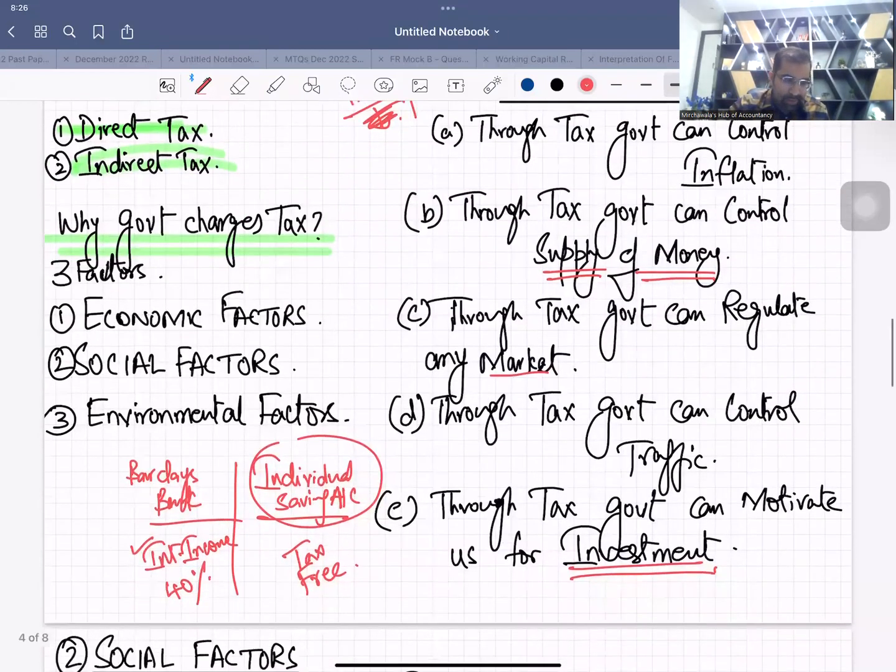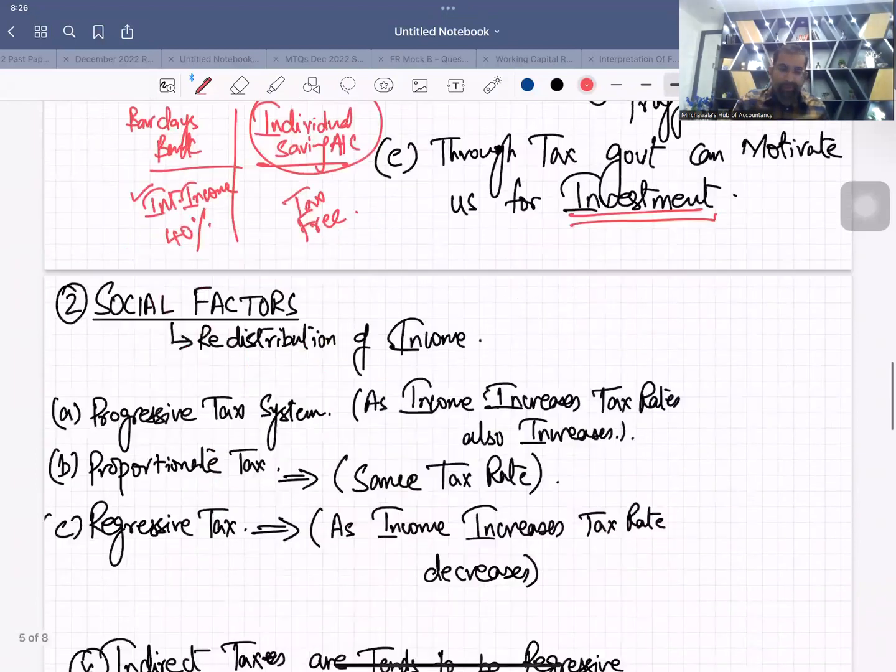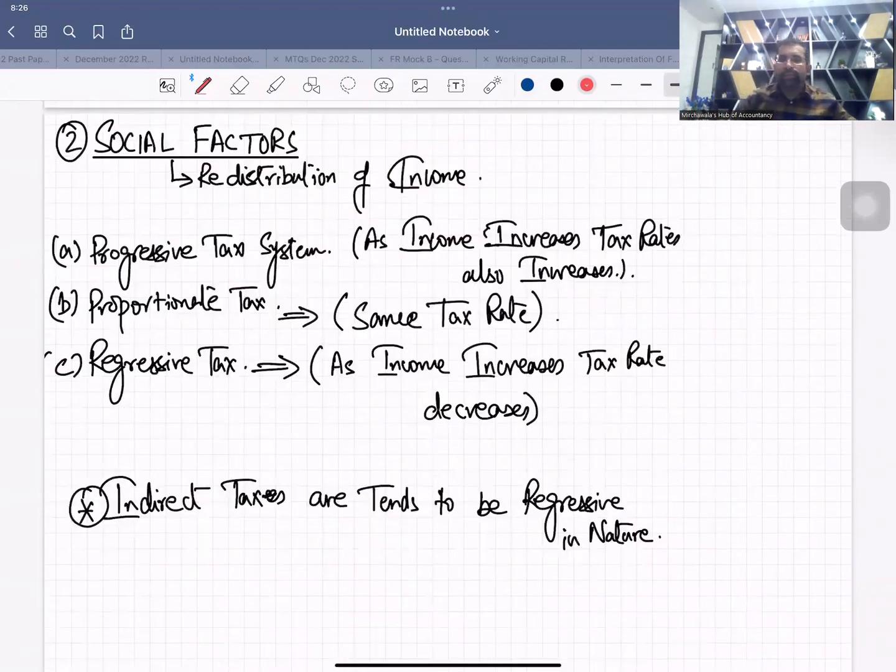Now let's move to the second thing, which is social factors. You know why government charges tax? Because one of the major objectives of tax is redistribution of income. Redistribution of income means collecting funds from rich and spending on poor. This is the best thing, right?